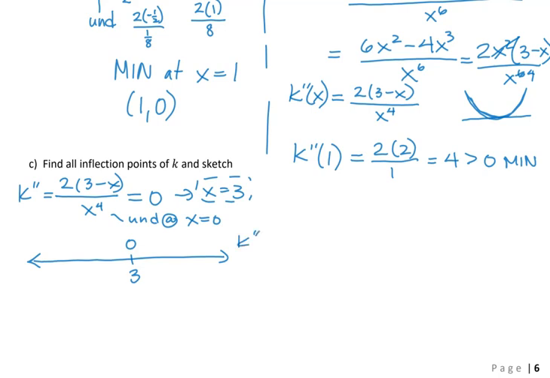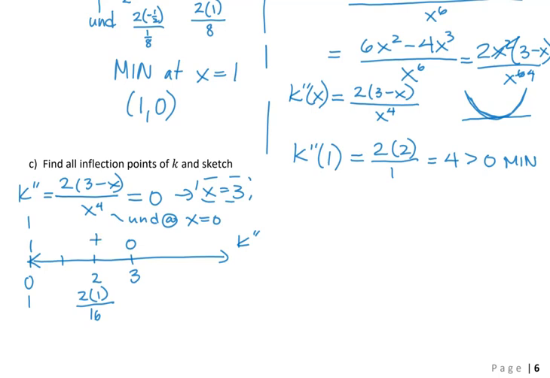We will mark off 2, 1, 0 way over here. I don't know why I made that so big. That's okay. At 0, the function is undefined, so we want to make sure we plug in something between 0 and 3. If you plug in -1, it might not give you the best information. So I'm going to plug in 2, and I get 2 times, plugging into the second derivative, 3 minus 2, which is 1, over 2 to the 4th, which is 16. So I get positive 1/8.